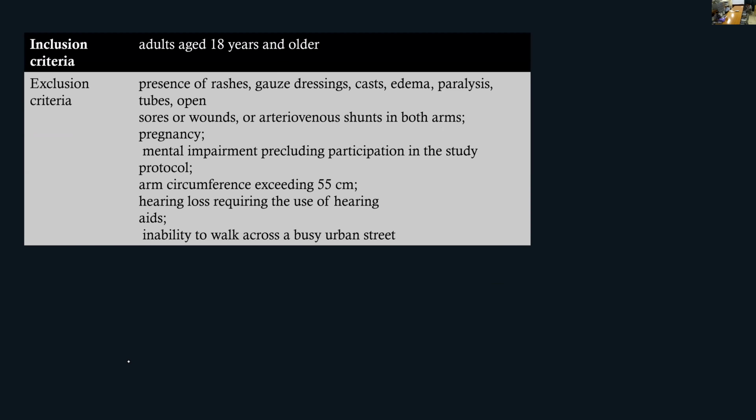Inclusion criteria: all adults aged 18 or older. Exclusion criteria: anything that would have prevented measurement of BP, so presence of rash, dressings, edema, paralysis, or wounds in that area. Pregnancy, medical impairment precluding participation in the study protocol. Arm circumference which was more than the BP cuff they used. Hearing loss requiring the use of hearing aids, which would impair them using the earphones. Inability to walk across a busy urban street. This was a pretty relevant exclusion criterion which was chosen.